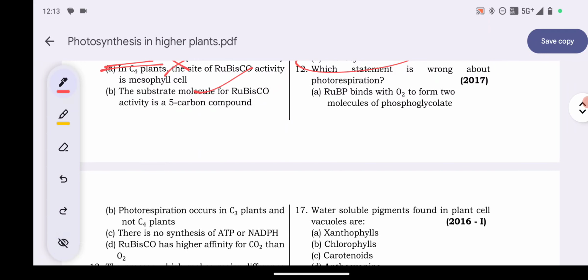पहला स्टेटमेंट आपका रॉन्ग हो गया. बी में आते हैं. फोटो रेस्पिरेशन ऑकर्स इन C3 प्लांट नॉट C4 प्लांट. बिल्कुल सही. देयर इज नो सिंथेसिस ऑफ ATP और NADPH. ये भी करेक्ट है. Rubisco has high affinity for CO2 than oxygen. बिल्कुल सही. So here the answer is option number A.